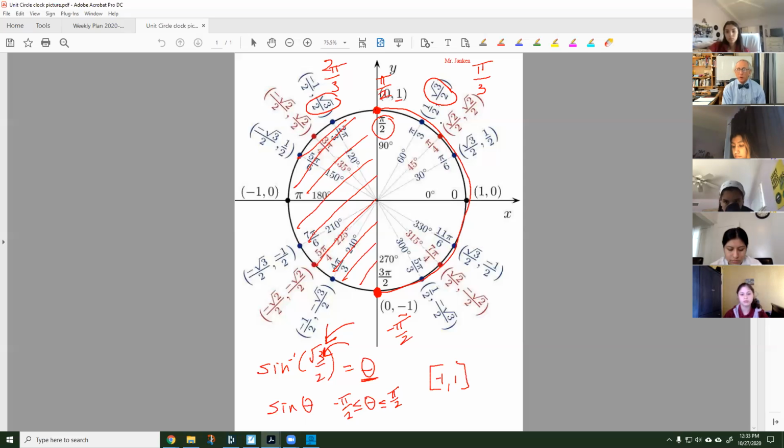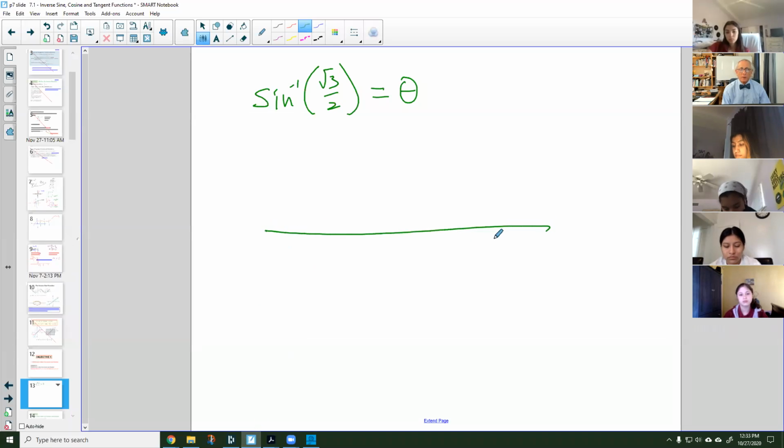And mathematicians around the world have agreed that the angle that you use is the angle that is between negative pi over 2 and pi over 2. And this angle over here, 2 pi over 3, is not between negative pi over 2 and pi over 2. It is outside of that. So if I was to make a number line, and here was 0, and let's call here pi over 2, and over here is negative pi over 2. You still with me? Okay.